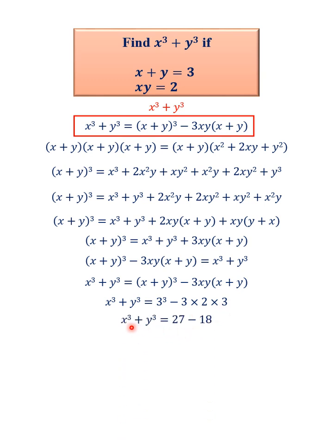If we solve this further, x cubed plus y cubed becomes equal to 3 to the power of 3 is 27 minus 3 times 2 is 6 times 3 is 18. 27 minus 18 is definitely 9. So the solution to this problem, x cubed plus y cubed, is equal to 9.